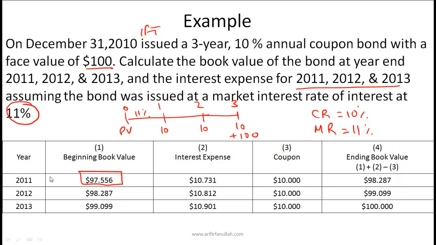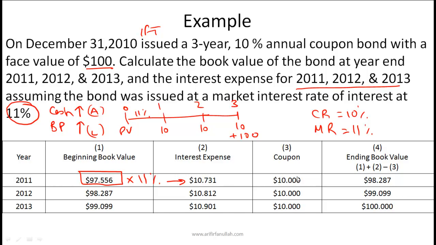Your accounting entry at time t equal to 0 would be that your cash goes up by this amount and your bond payable goes up by this amount. So you've created the asset and a liability at the beginning. The interest expense for year 1 is calculated by multiplying the initial book value, that means the book value at the start of the period, by the market rate of interest, 11%. That gives you an interest expense of 10.731.